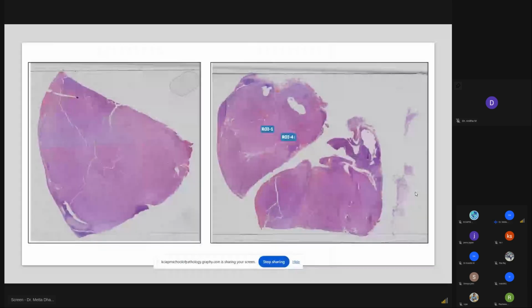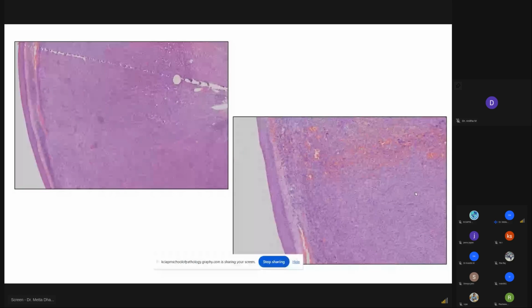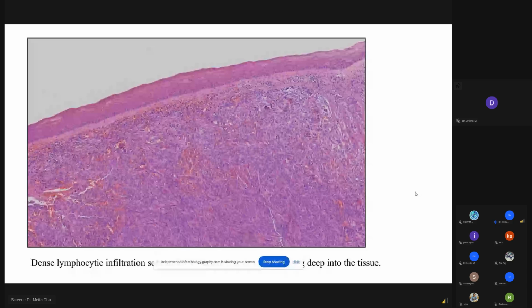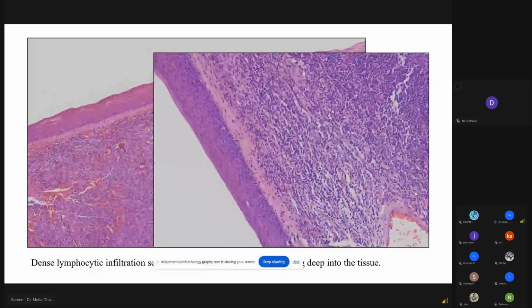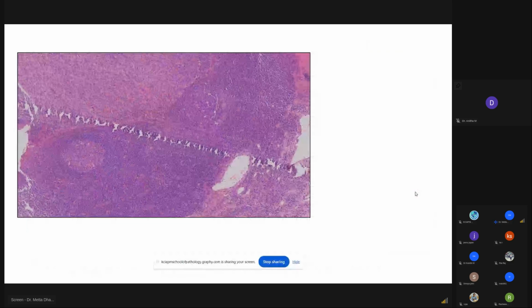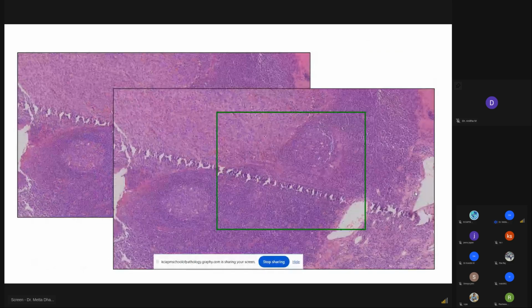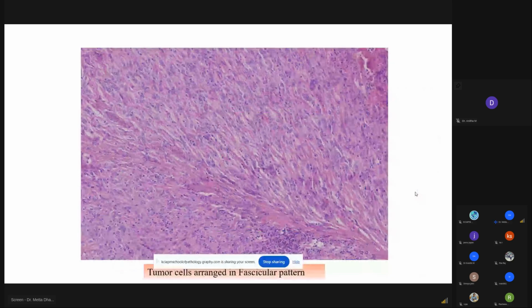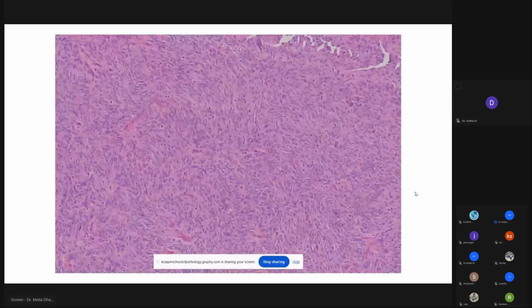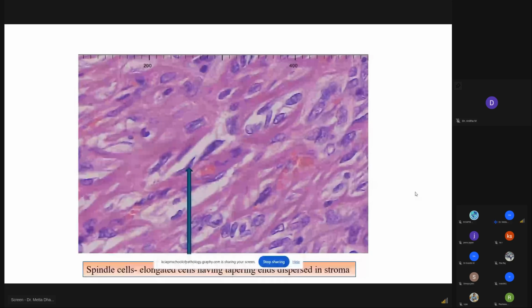Two slides were enclosed. Section studied from the given tissue bits shows a surface lining of stratified squamous epithelium. The underlying subepithelial tissue reveals dense aggregates of chronic inflammatory cell infiltrates, predominantly lymphocytes. The lymphoid tissue is organized into well-formed nodules with well-formed germinal centers. Within this background, there is proliferation of neoplastic tumor cells, which are arranged in a fascicular and whorled pattern. These tumor cells are oval to spindle shaped with tapering ends, having scant cytoplasm, round to oval nuclei, and dispersed chromatin. The nucleoli appear indistinct.